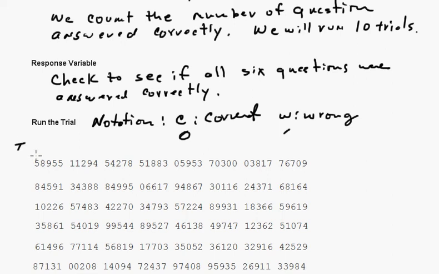So this would be ignore. I'll put a slash through for ignore. Ignore, ignore, and then this first question would be wrong, wrong, wrong, ignore, ignore, wrong, ignore, wrong, 1, 2, 3, 4, 5, ignore, wrong. Okay, so that was trial 1.